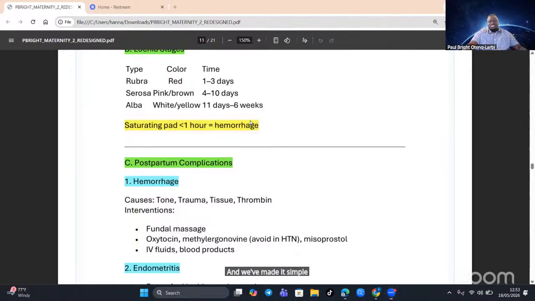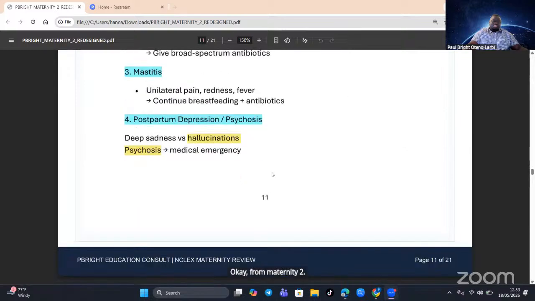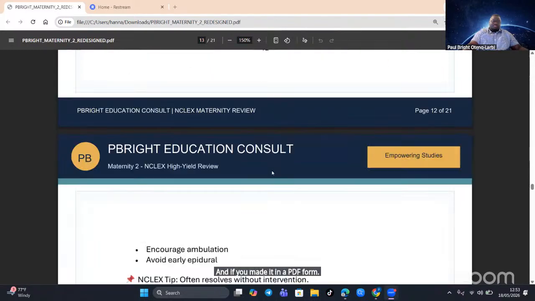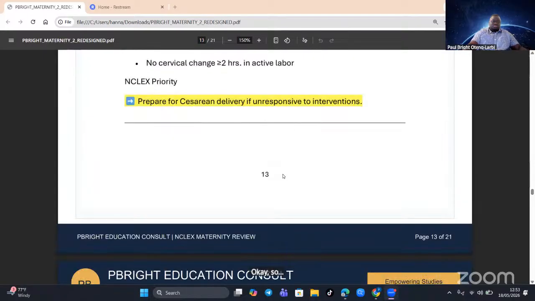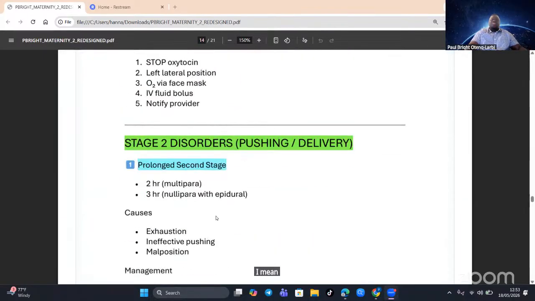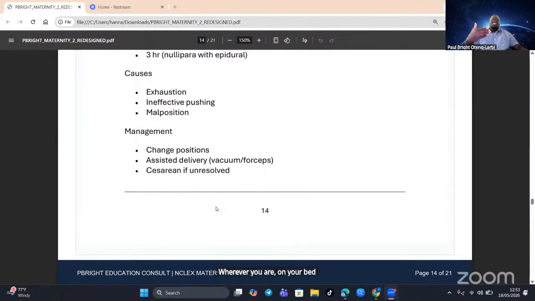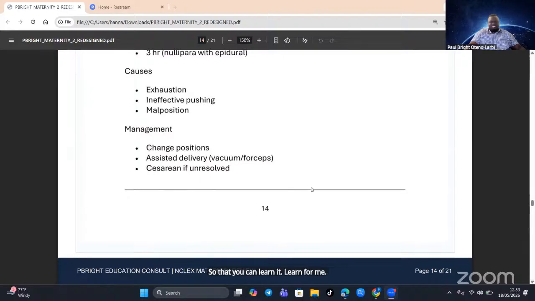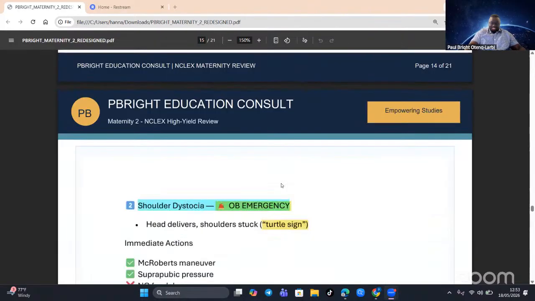This is just 21 pages, for maternity 2. And we've made it in PDF form. So wherever you are, on your bed, or sitting in a car, you can learn. We always make it PDF, because every device in this world accepts PDF, so that you can learn it. Learn for me, please.